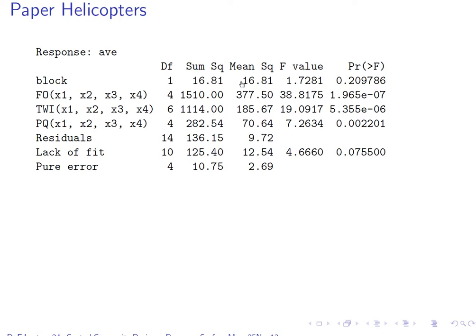And the probability that that F statistic is greater than the critical value is 0.2, so that's not significant. This means first order terms. Then there's the purely quadratic terms, PQ, and then there's the 2-factor interaction terms.